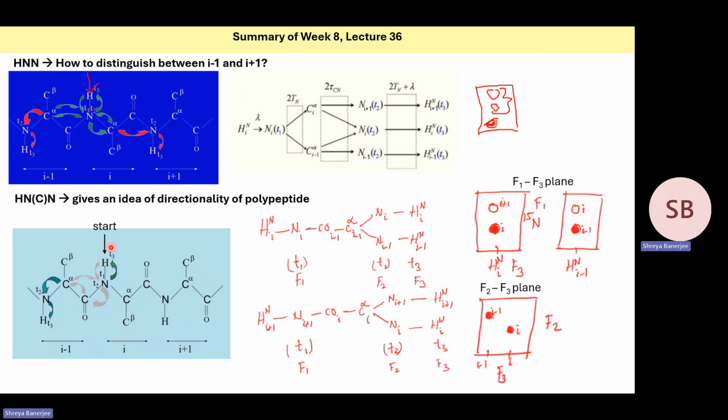That is why transfer in the I plus 1 direction is not allowed. So the magnetization only transfers along the I minus 1 direction. So once it comes to the C alpha, now it is like the previous experiment only. So here what was happening?